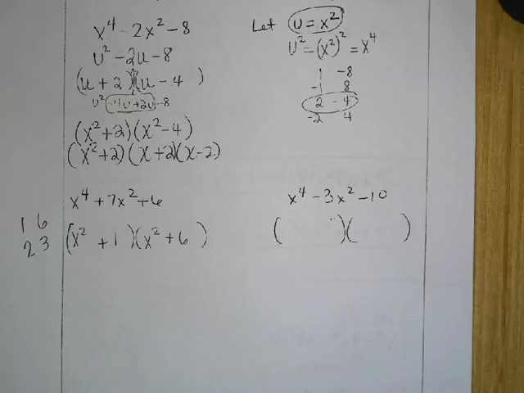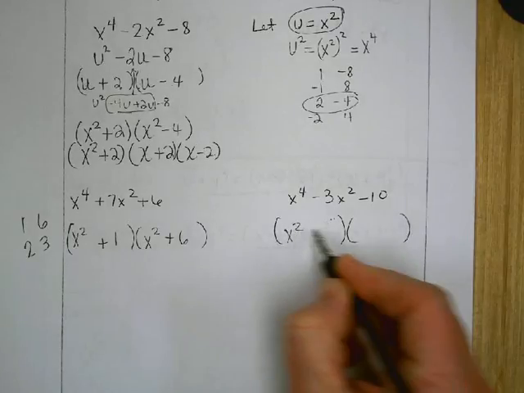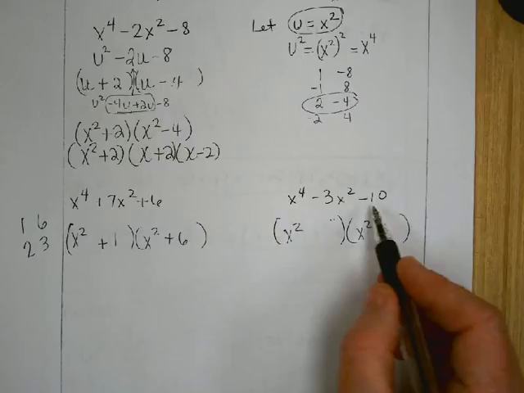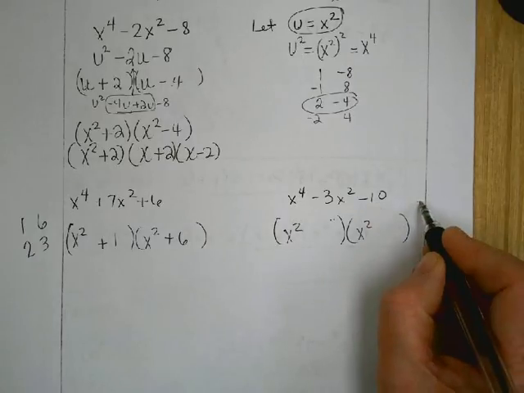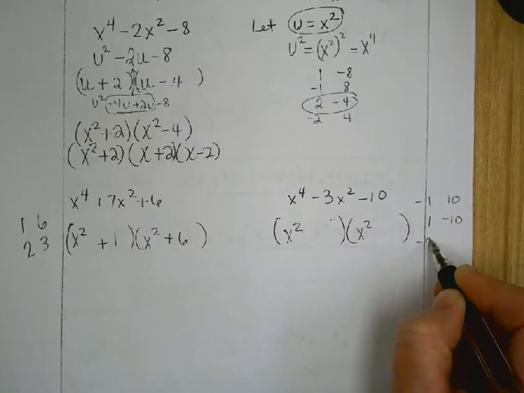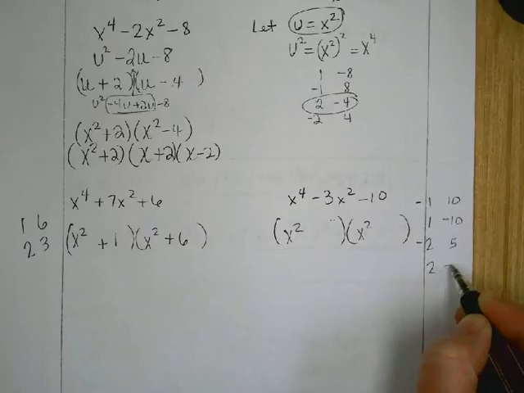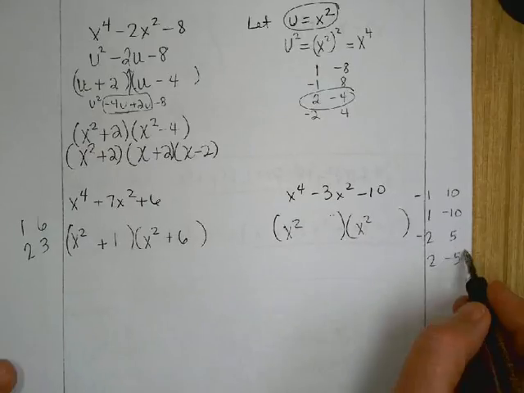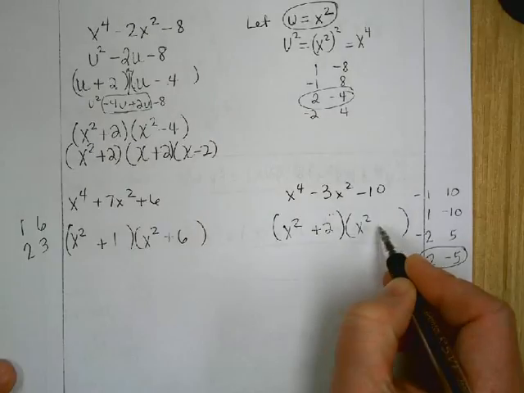X to the fourth factors into x squared and x squared. Is everybody following along with me? Is everybody taking notes? And negative 10, I need the factors of negative 10. Negative 1 and 10, 1 and negative 10, negative 2 and 5, 2 and negative 5. I need to choose the pair of factors that will give me negative 3 in the middle. Okay. So x squared plus 2 and x squared minus 5.